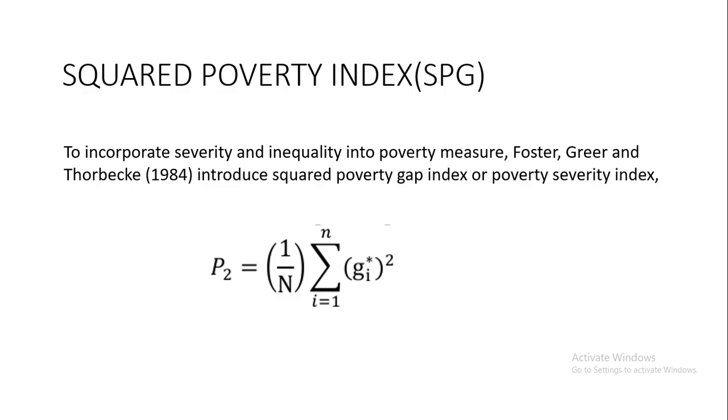Squared poverty index. To incorporate severity and inequality into poverty measure, Foster, Greer and Thorbecke introduced the squared poverty gap index, or poverty severity index, which is defined by P2, and this is the equation for the squared poverty index.